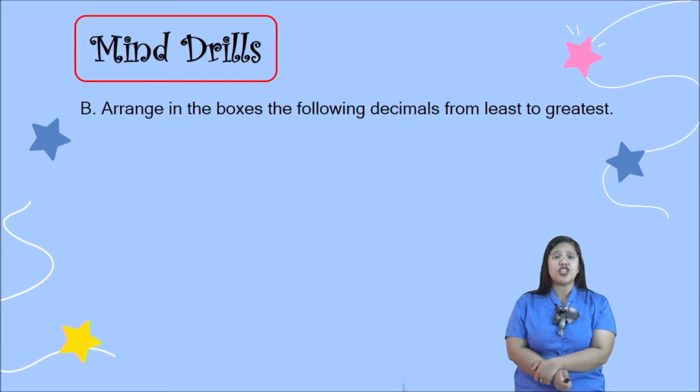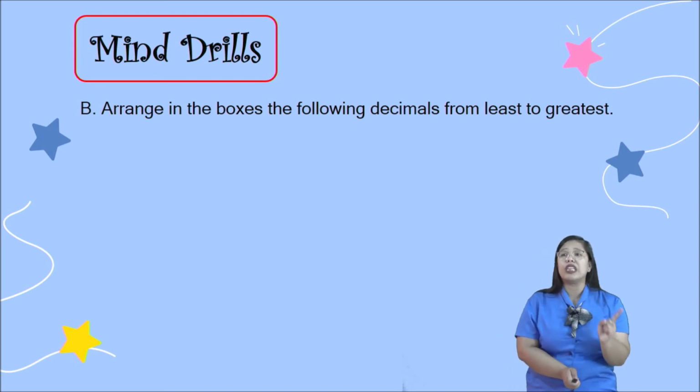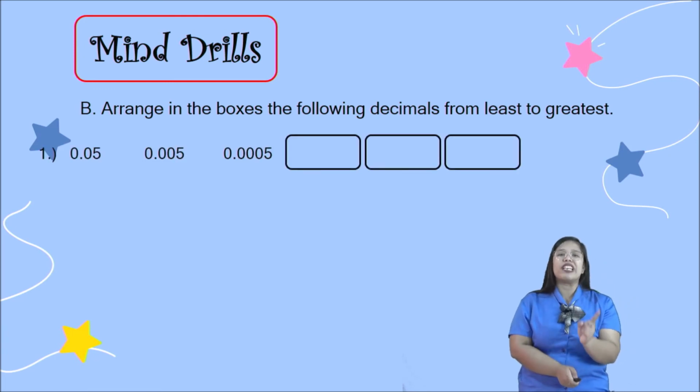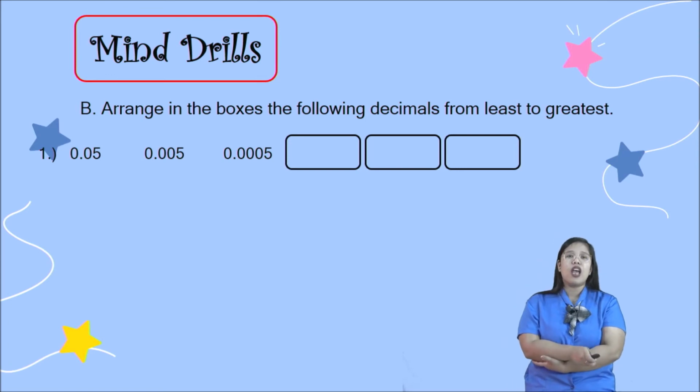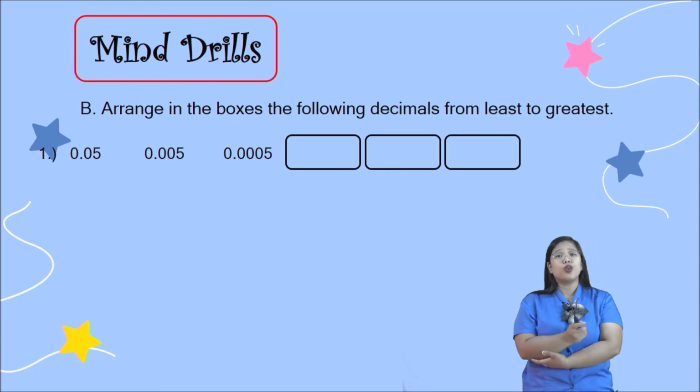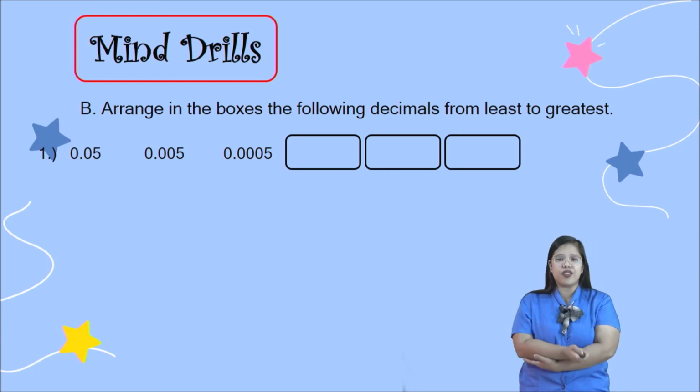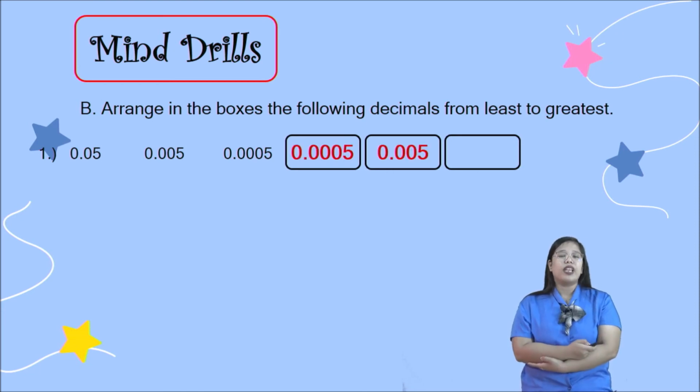Next one, we have now to arrange in the boxes the following decimals from least to greatest. Again, from least to greatest. Look at the digits on your left side. For the first numbers, we have 5 hundredths, next is 5 thousandths and 5 ten thousandths. Which is the first one from least to greatest? The first one is 5 ten thousandths, and then 5 thousandths and 5 hundredths.